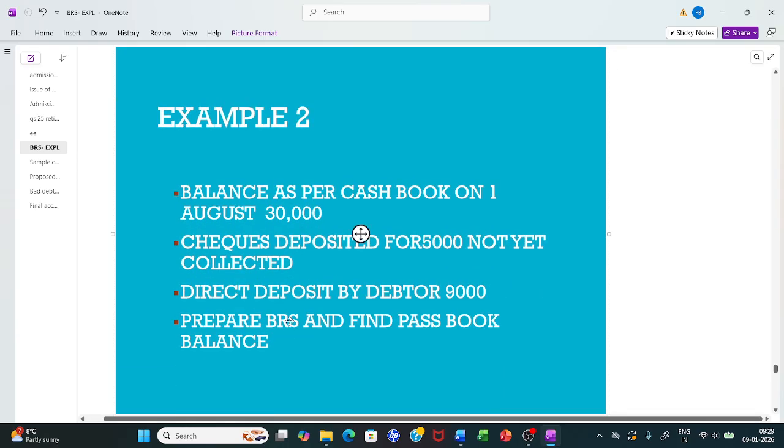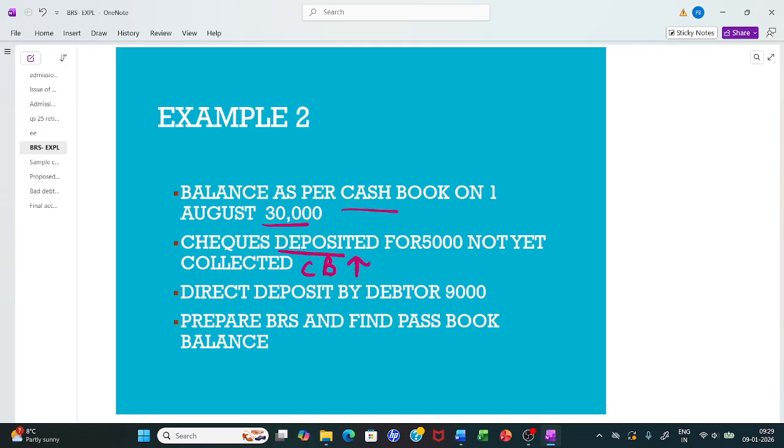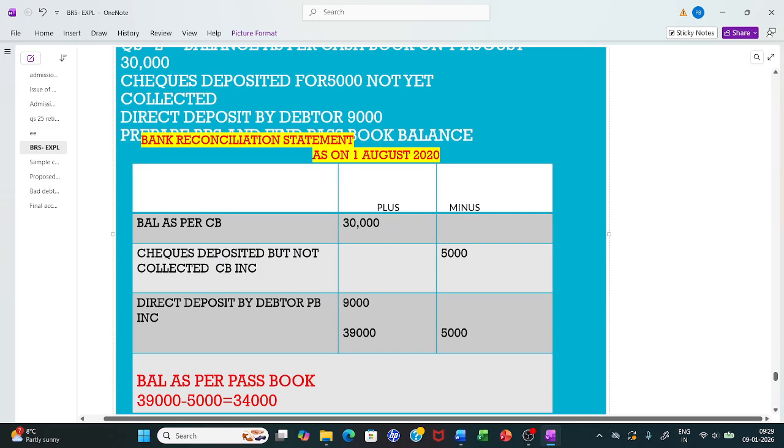Now example 2. You are given balance as per cash book of 30,000. Checks deposited lead to a cash book increase. Direct deposit by a customer is a passbook increase. You are given the cash book, and we need to reach the passbook. We will use rule 1. As per rule 1, this would be deducted, this would be added. You can learn the rule, write it, and then you'll be able to analyze it.